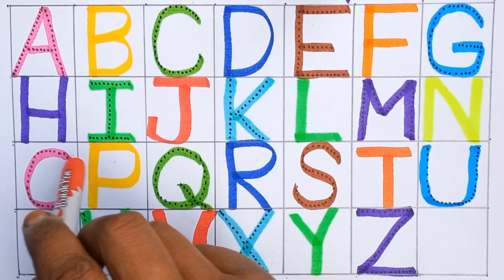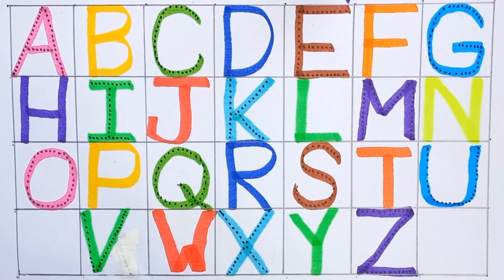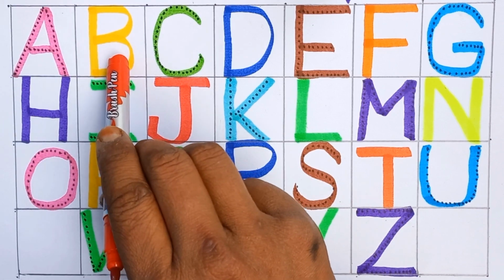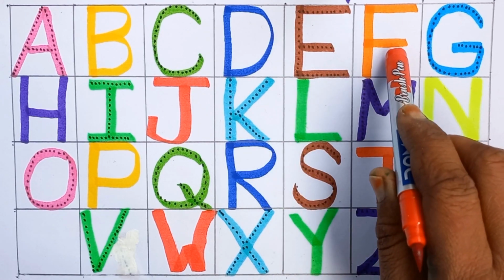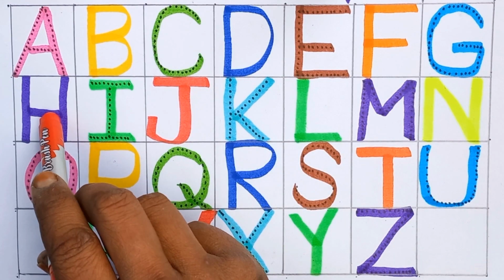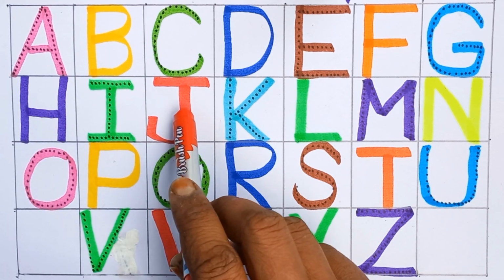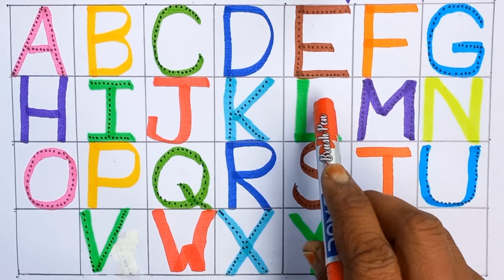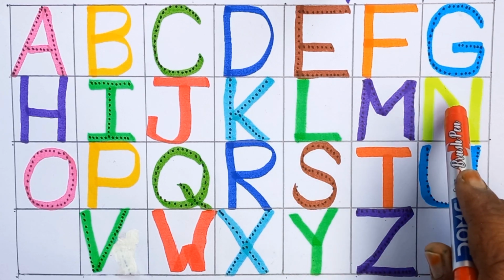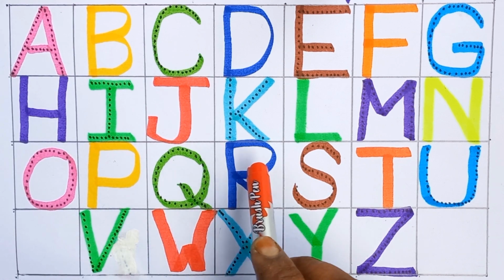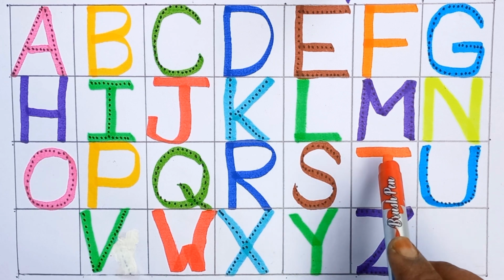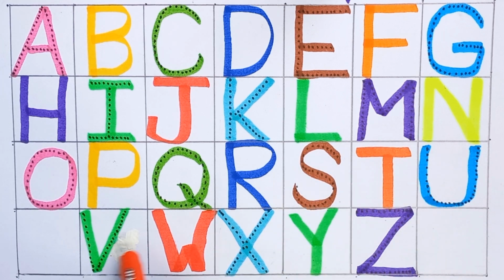A for apple, B for ball. A, B, C, D, E, F, G, H, I, J, K, L, M, N, O, P, Q, R, S, T, U, V, W, X, Y, Z.